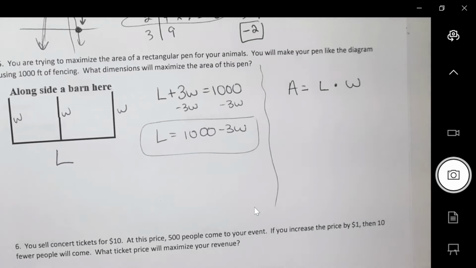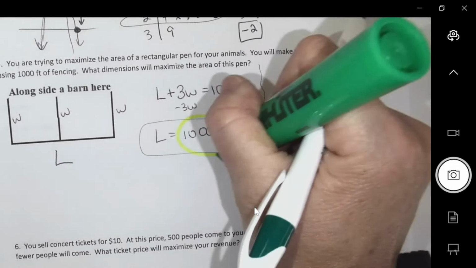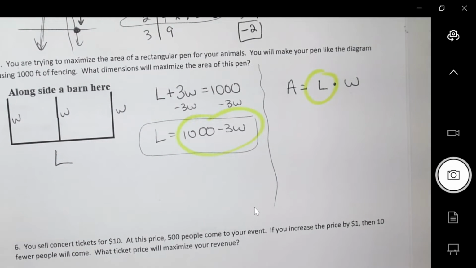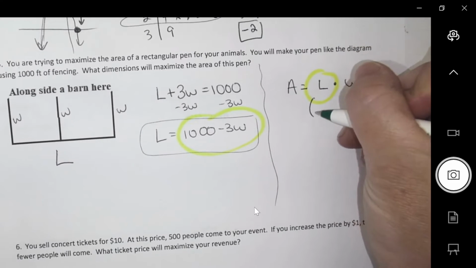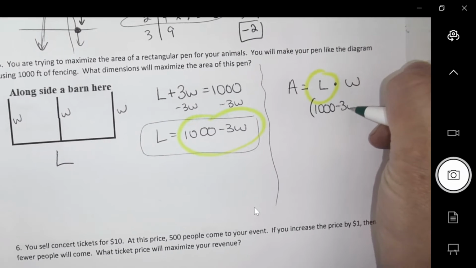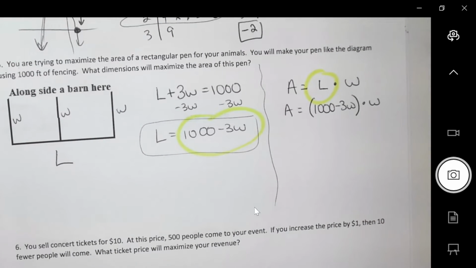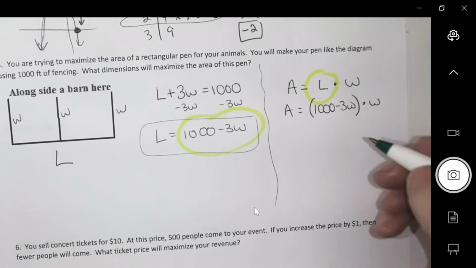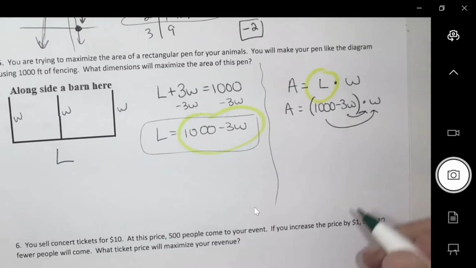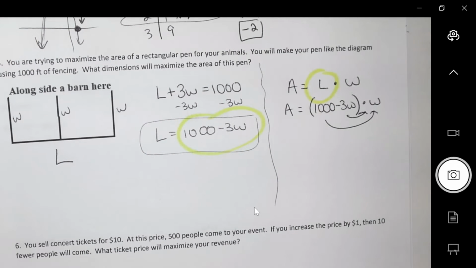Okay, ready? I'm going to now replace L with 1,000 minus 3W. Because it's equivalent to L, I can replace it. Did you notice how I put it in brackets? That's really important because you want to times it all by W, which means I'm going to do one of those distributions because I'm timesing it all.